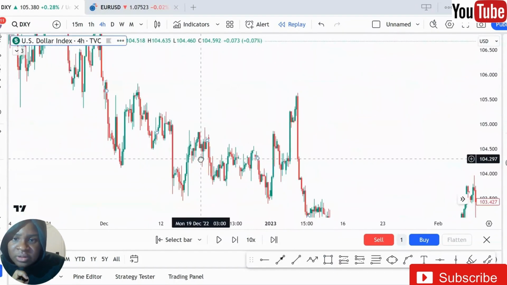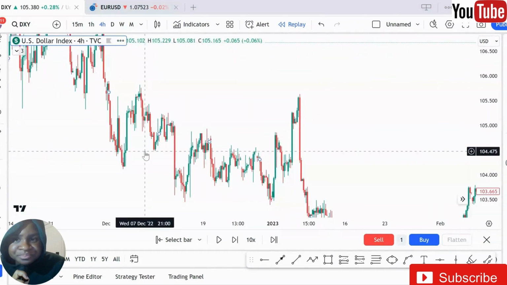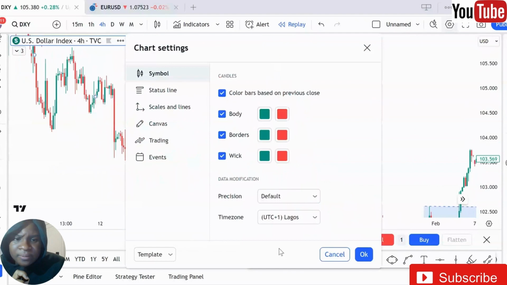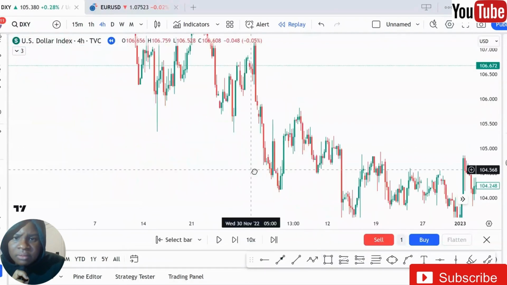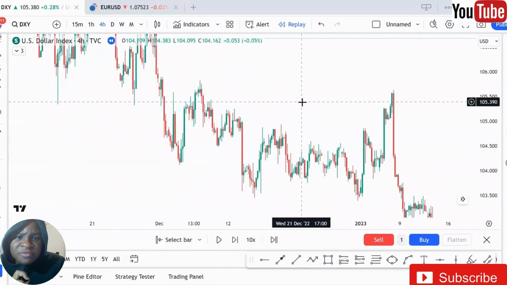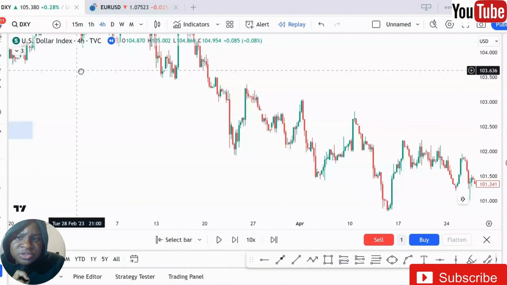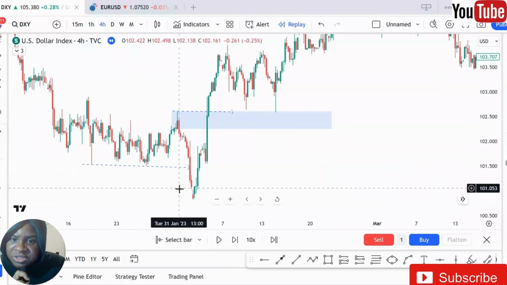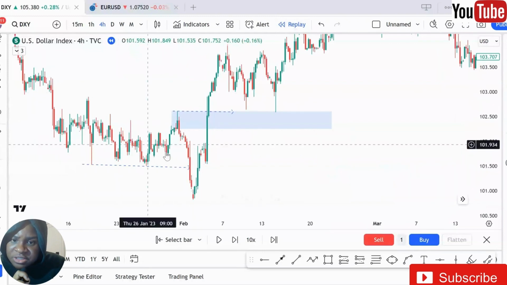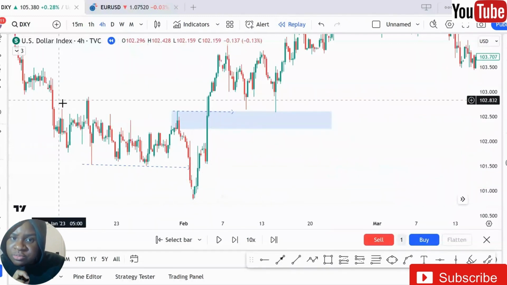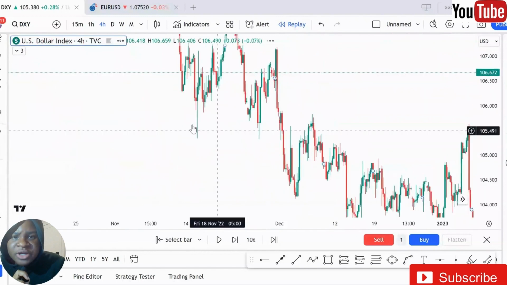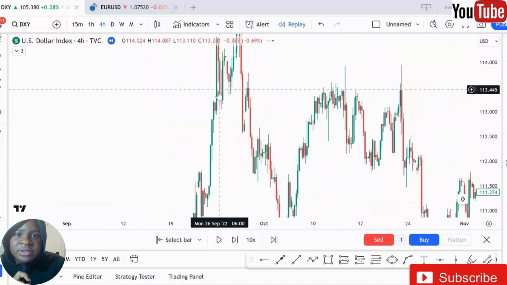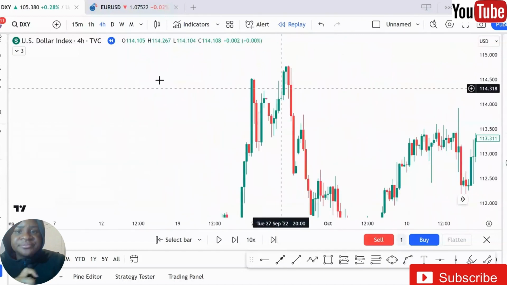Let me find one that involves a bullish breaker block. Let's find one for you. This one we found now is bearish changing to bullish. Bearish breaker block changing direction to a bullish momentum. Now I'm trying to find you a bullish momentum changing to a bearish momentum. Now you can see one here.